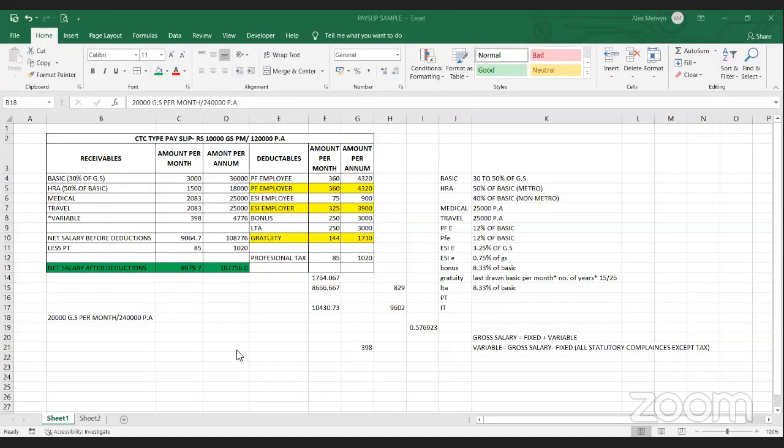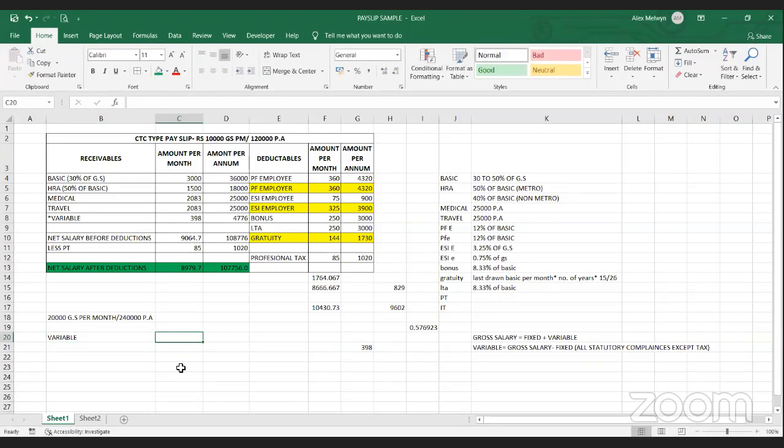I hope all of you are working on it. So let's do it one by one. First, what I want from all of you, once anybody has finished, is to tell the variable pay first. What is the variable amount that you have got? And then you can say the take home. This is the first thing I need from all of you.